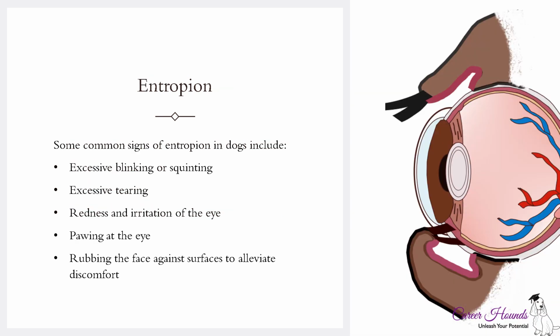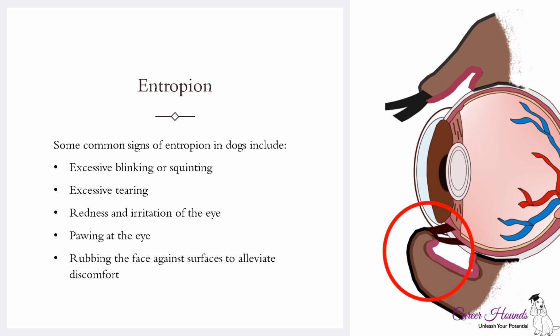Entropion is a condition seen in dogs where the eyelid, usually the lower one, rolls inward towards the eyeball. This inward rolling causes the hair on the surface of the eyelid to rub against the cornea, leading to irritation, discomfort and potential damage to the cornea. Some common signs of entropion in dogs include excessive blinking or squinting, excessive tearing, redness and irritation of the eye, pawing at the face, and rubbing the face against surfaces to alleviate discomfort.